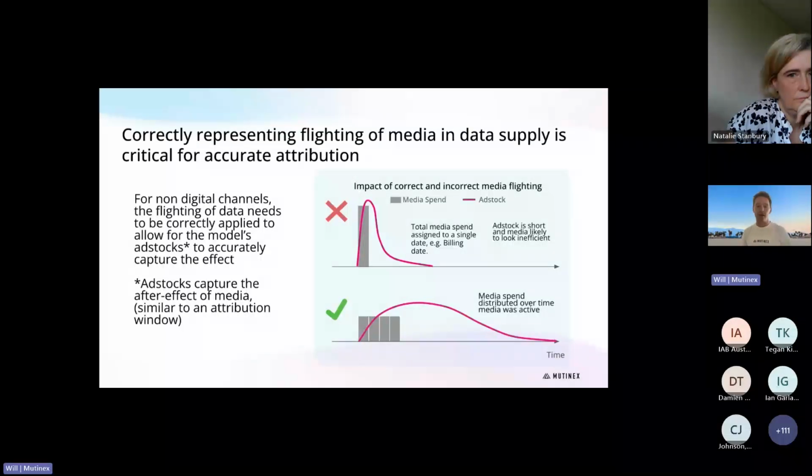So making sure that you're accurately representing the flighting of your media is so critical. Again, the model's not going to be filling in the gaps for you. It needs to have the most accurate information possible in order to deliver the most accurate results possible.